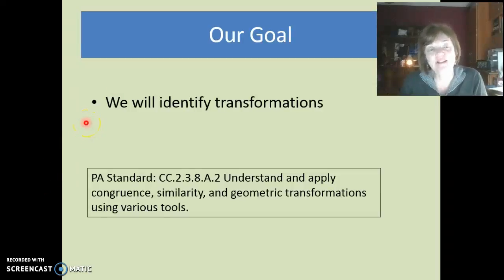Hello once again. A new lesson in math. Today our goal is to identify transformations.